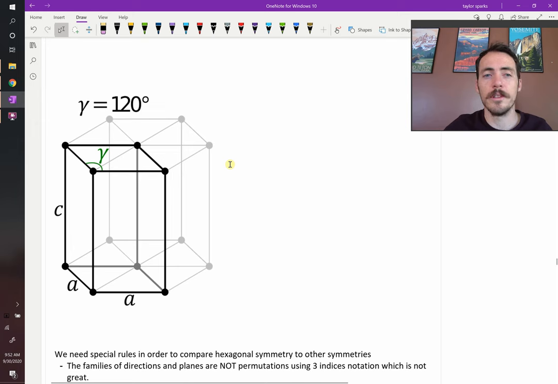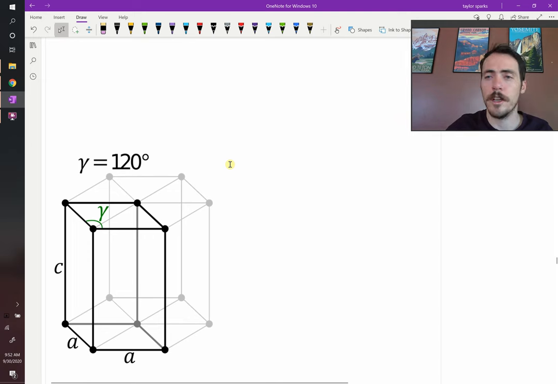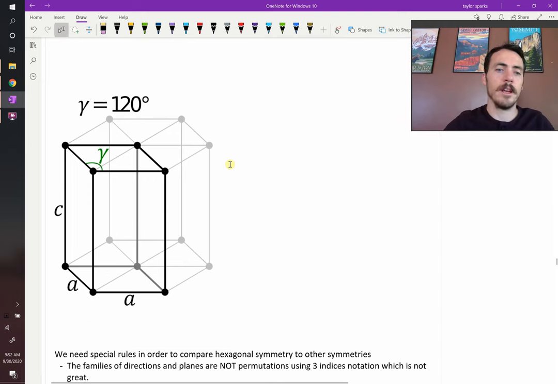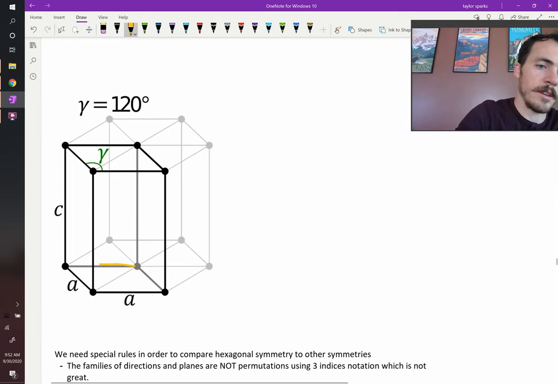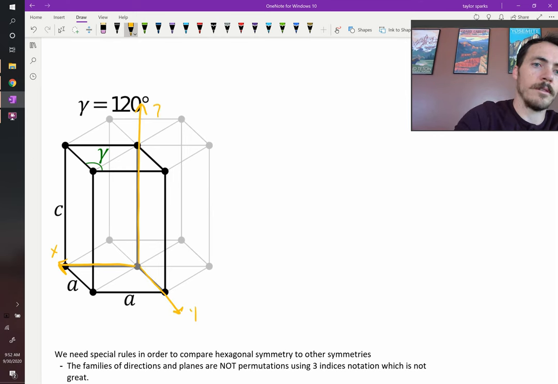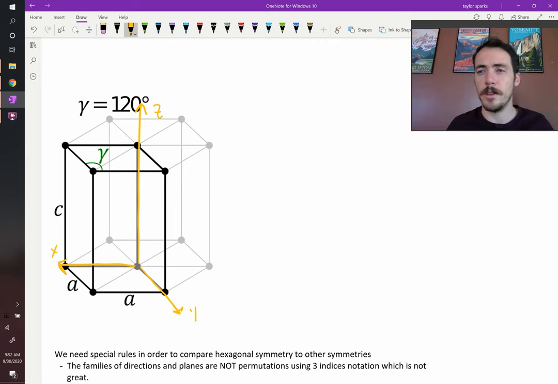We need a new system if we're going to do that in the hexagonal crystal system. If you try that in the hexagonal system, you end up with an issue. Let's demonstrate it, right? Let's show this real quick. I'm going to plot this as the x direction, this one as the y direction, and this one as the z direction. So let's go ahead and try and do this and make sure it works.